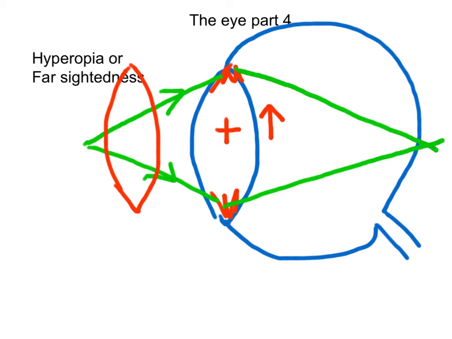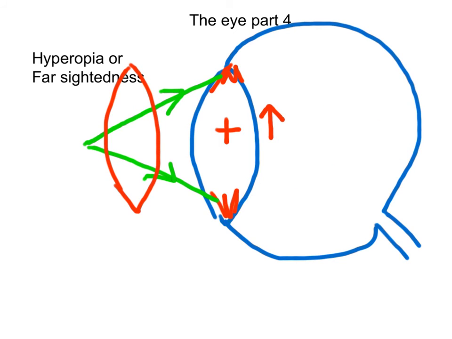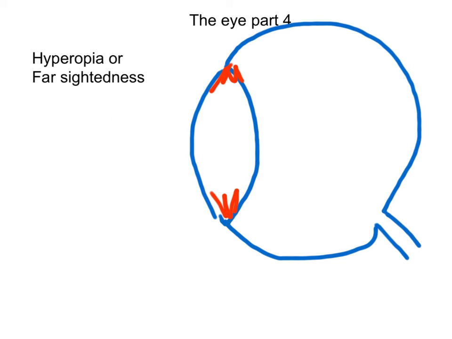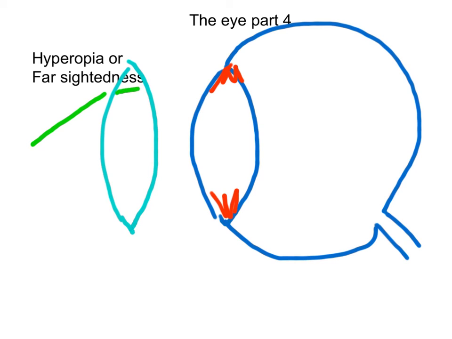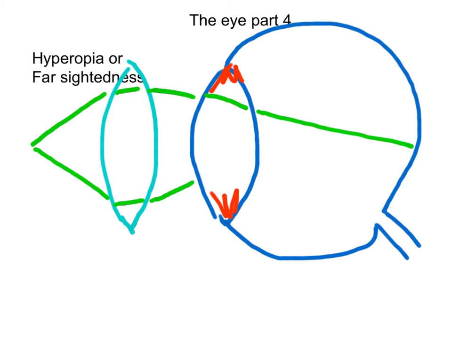Let me just get rid of some of these things so I can show this to you. Get rid of that and get rid of these. So what we do is we have another convex lens in front of the eye, and then what that lens does is light rays that are coming in get converged a little bit already, and then the eye itself can do the rest of the work.